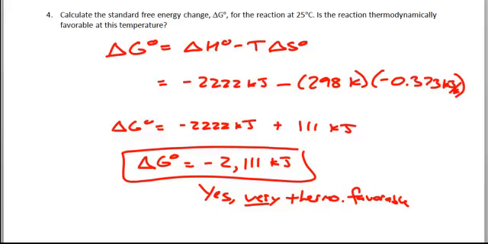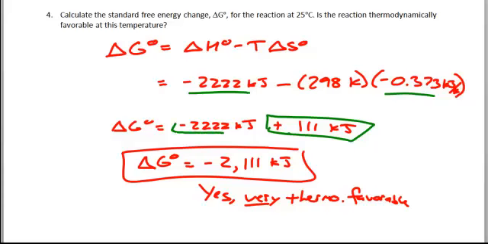Okay, did you get a delta G of negative 2111 kilojoules? Hopefully. Looking back here, so our negative delta H is quite large, and even though we have a negative delta S, which turns into a positive term here, that positive term is really small compared to our very large negative term here. And so the delta H swamps the delta S term, and our free energy change is very, very negative, negative 2111 kilojoules. So it's very thermodynamically favorable.